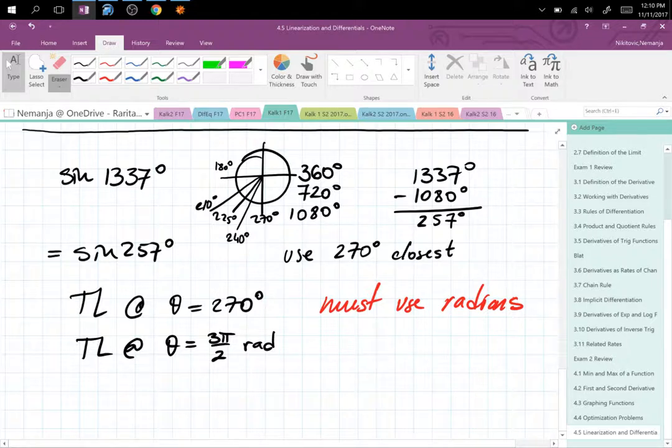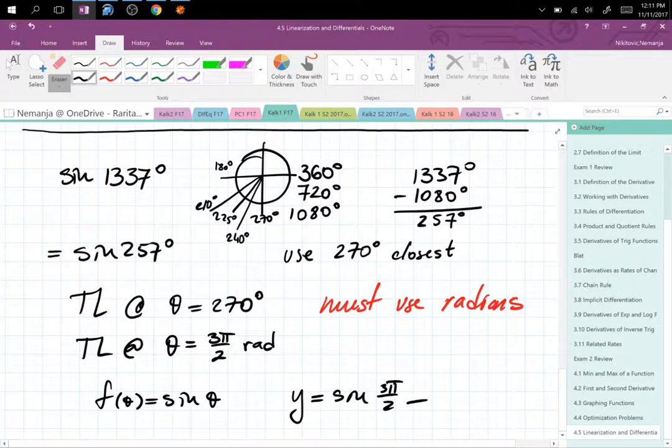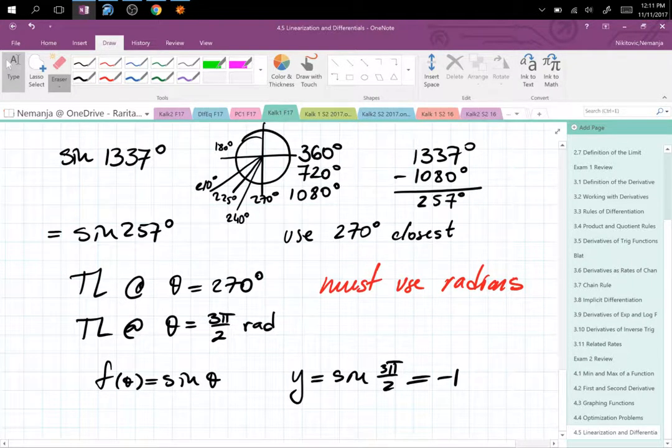Now, we have our function f of x is equal to sine x. F of theta is sine theta. And the y is equal to sine of 3 pi over 2, which is -1. So I have my point for the tangent line: 3 pi over 2, -1.